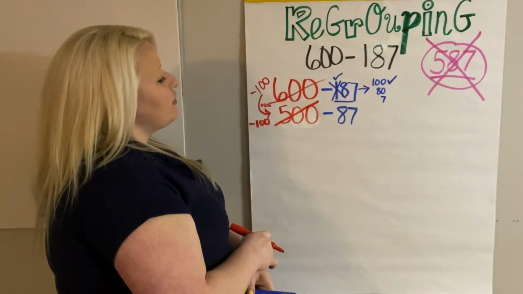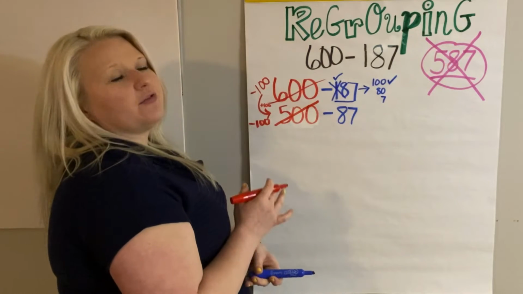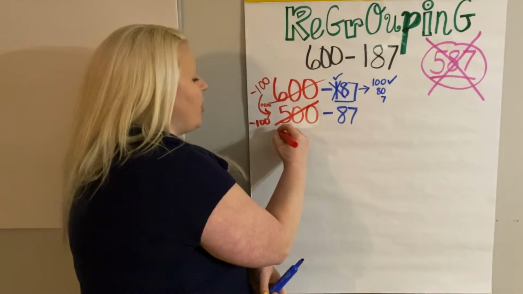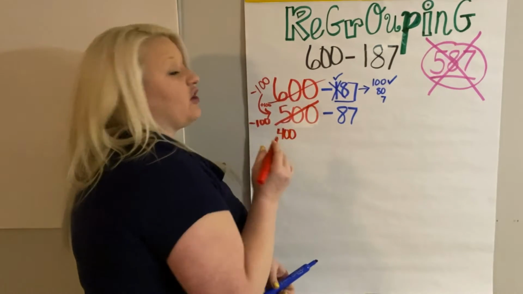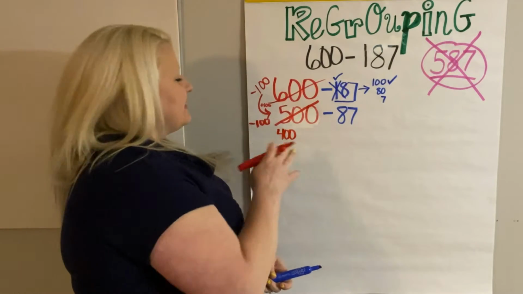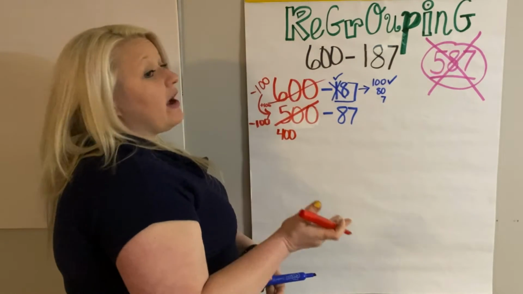If I take 100 away, I know I'm going to be left with 400. So I'm going to go ahead and write that down so I don't forget. But I still have this 100 here. What do I do with it?